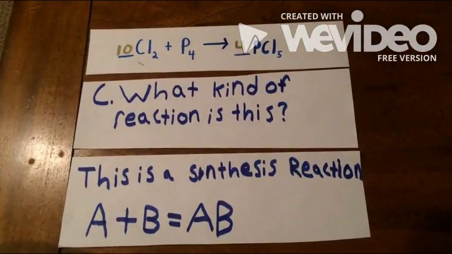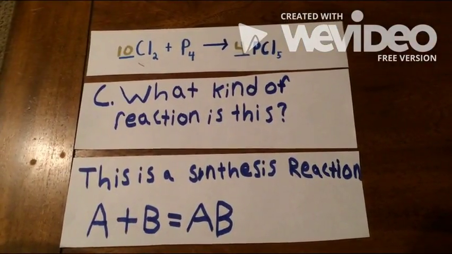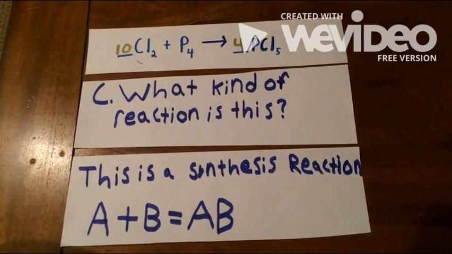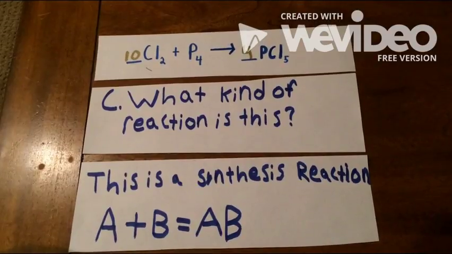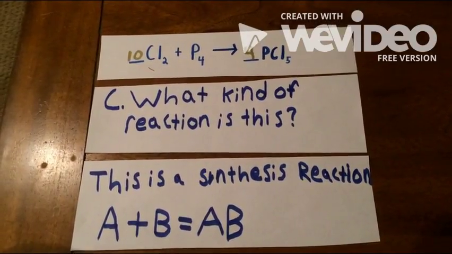The third question was, what kind of reaction is this? There are 5 types of reactions, but this one is a synthesis reaction: A plus B equals AB. As you can see, Cl2 plus P4 converts to PCl5.